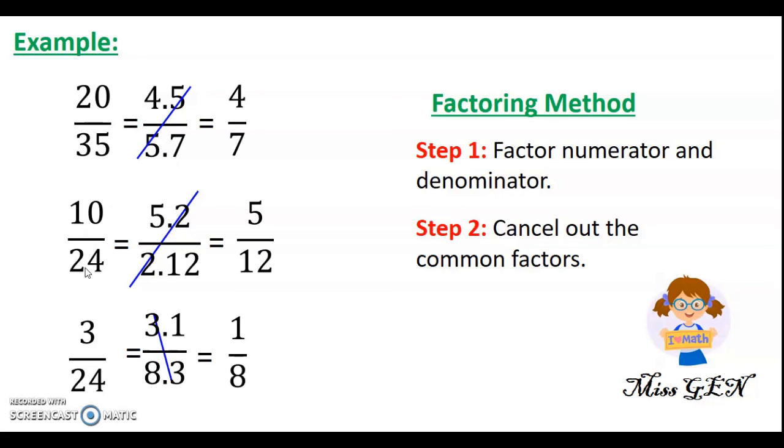And here, 10 over 24, the greatest common factor is 2. So I will divide 10 by 2, which is 5, and 24 divided by 2 is 12. And for this last example, we have 3 over 24. So 3 divided by 3 is 1 and 24 divided by 3 is 8. So if you use the greatest common factor and it's easy for you to simplify fractions, it's okay. But it will give you the same answer.